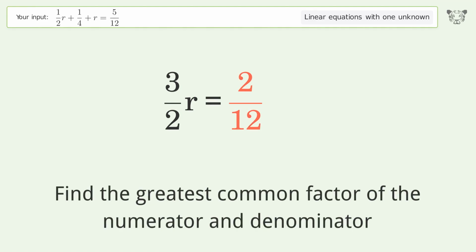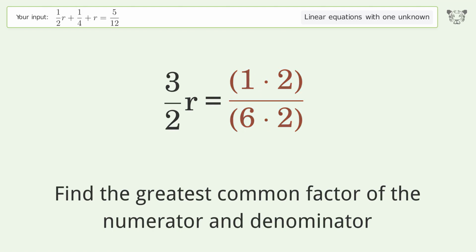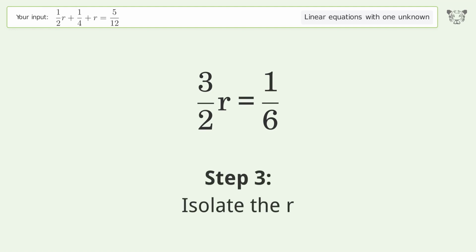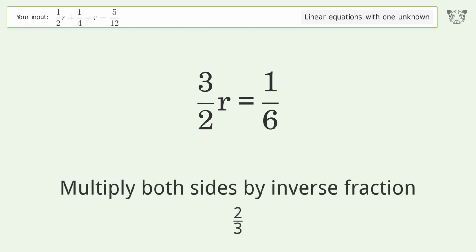Find the greatest common factor of the numerator and denominator. Factor out and cancel the greatest common factor. Isolate the r. Multiply both sides by the inverse fraction 2/3.